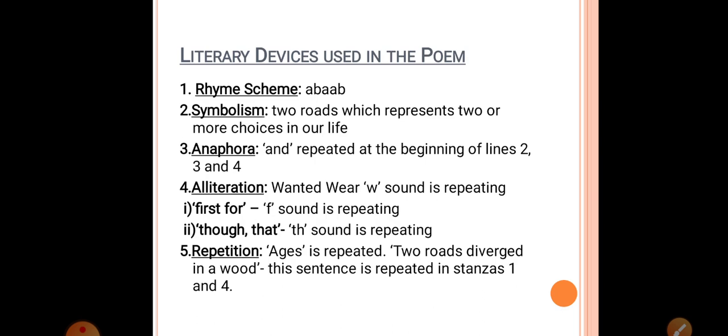The literary devices used in this poem are the rhyming scheme ABAAB, symbolism, two roads which represent two or more choices in a life, anaphora, repeated at the beginning of lines 2, 3, and 4, alliteration, wanted wear where the W sound is repeated, first for where the F sound is repeated, and though that where the TH sound is repeated. Repetition, ages is repeated. Two roads diverged in a wood. This sentence is repeated in stanza 1 and stanza 4.